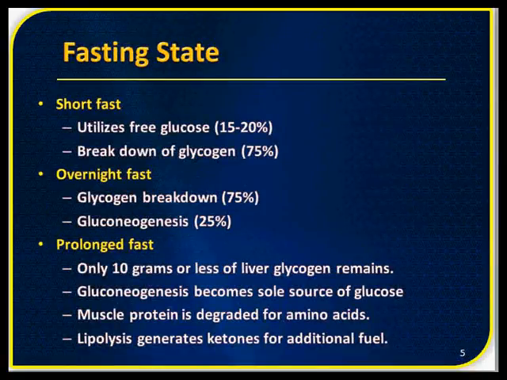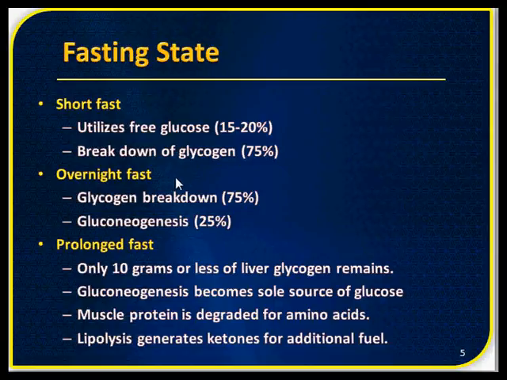So, let us say that we are in a fasting state. Fasting can be a short fast for around 4 hours, 5 hours, that is what we normally do between the meals. Overnight fast, prolonged fast. In the short fast, what happens is, the body utilizes the free glucose that is available in the bloodstream up to around 20%. The remaining 75% of the need is met by the breakdown of glycogen from the liver.